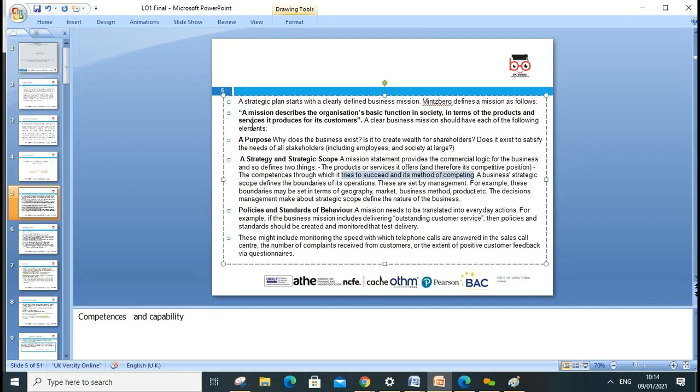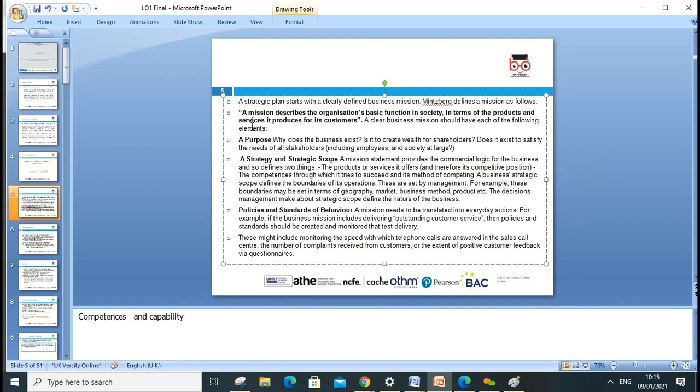The method of competing. Yes, a business's strategic scope defines the boundaries of its operation. These are set by management. Examples of these boundaries are in terms of geography, market size, methods, and product. These are decisions management makes about the strategic scope, defining the nature of the business.